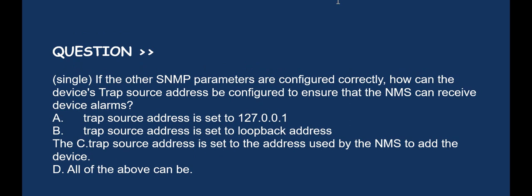Next one, if the other SNMP parameters are configured correctly, how can the device's trap source address be configured to ensure that the NMS can receive device alarms? Option A, trap source address is set to 127.0.0.1. Option B, trap source address is set to loopback address. Option C, the trap source address is set to address used by the NMS to add the device. Option D, all of the above. Correct answer is option C.